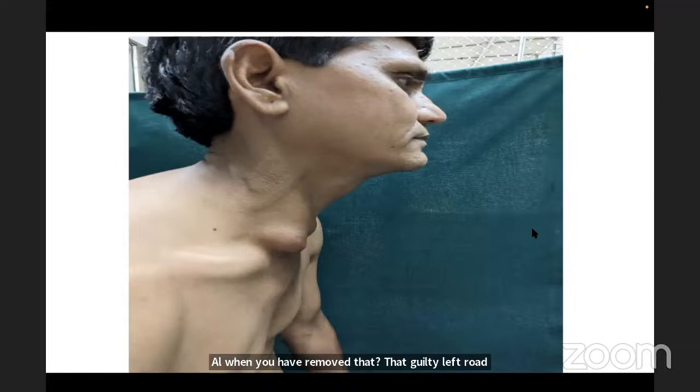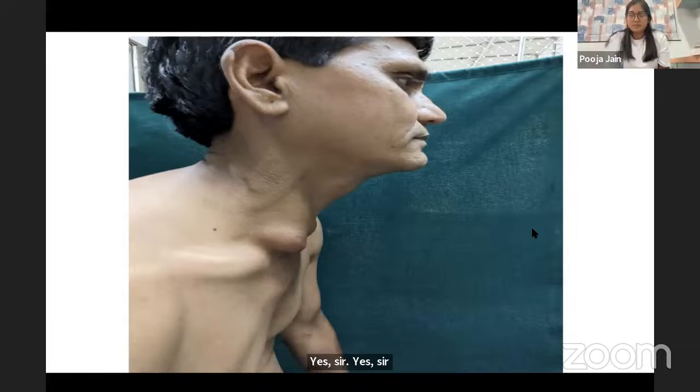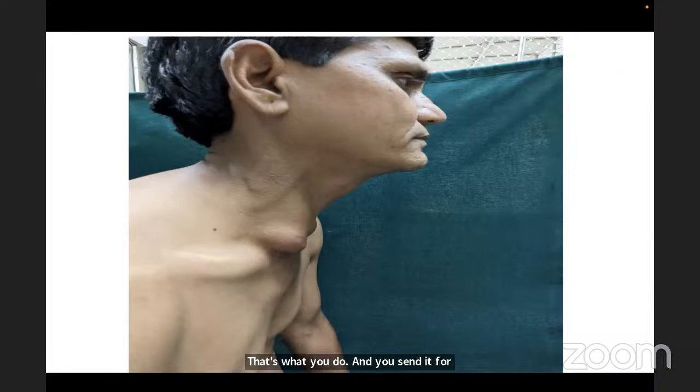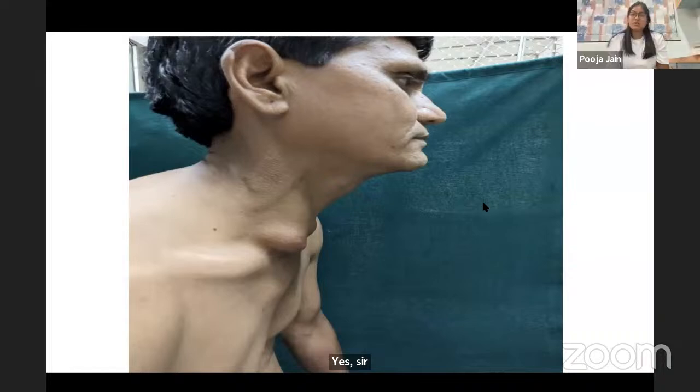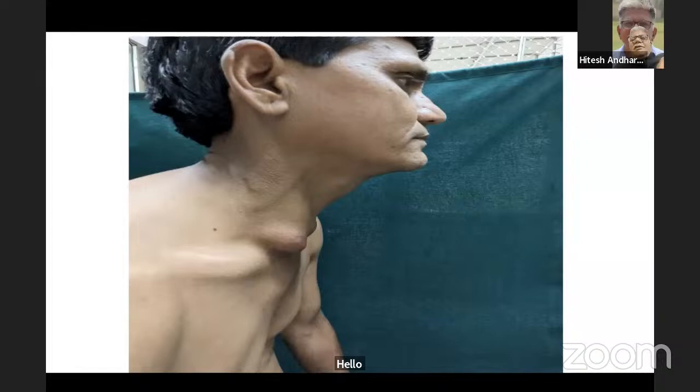Haven't you? Yes, that's what you do, and you send it for biopsy. If it is resistant, what do you do? If it's resistant to rifampicin, sir, then... Why she is reluctant is because it is in my unit, and whatever is done, probably she is thinking that the examiner panel is not thinking in that way. But it's fine. Even if something is wrong, it is better to learn from our mistakes.